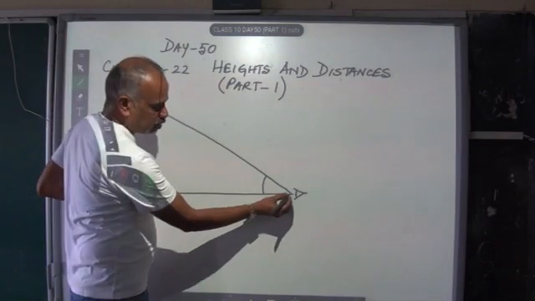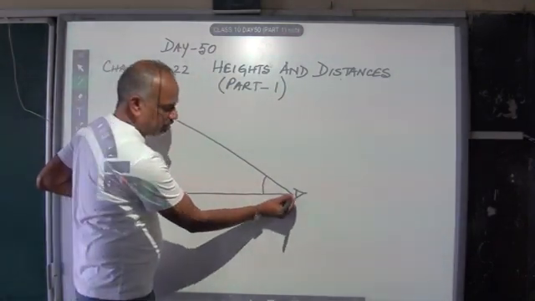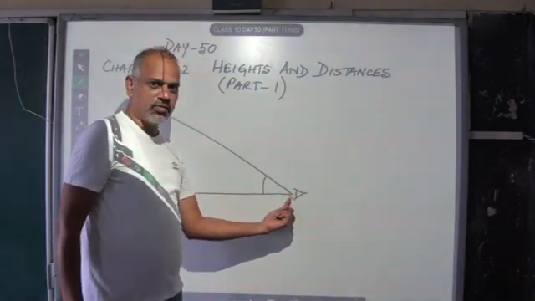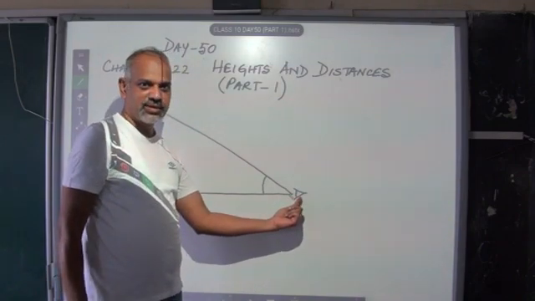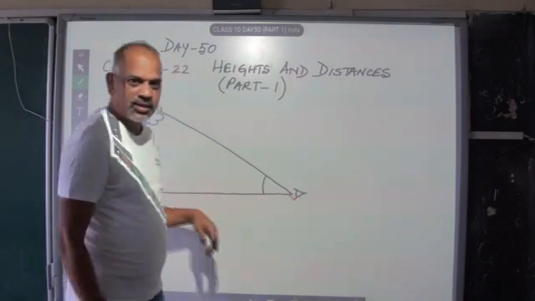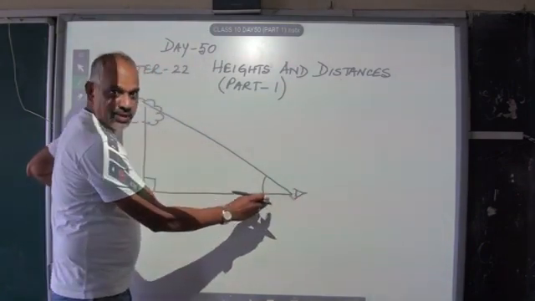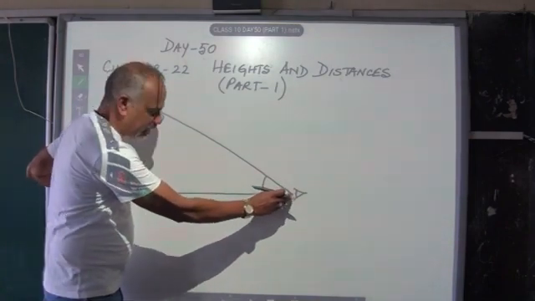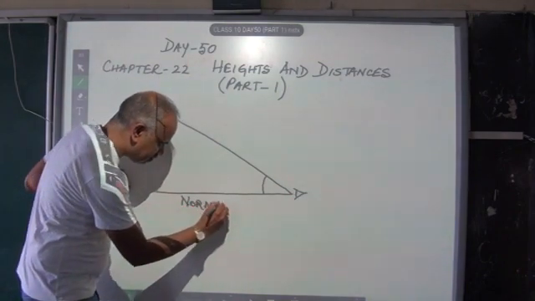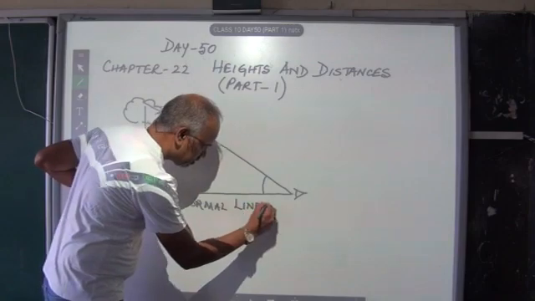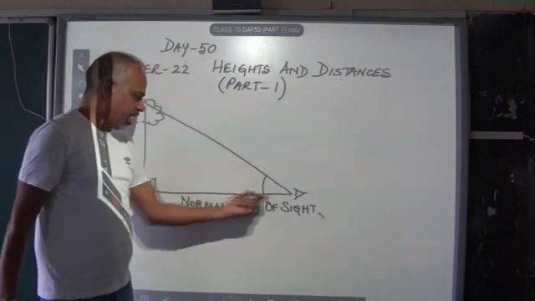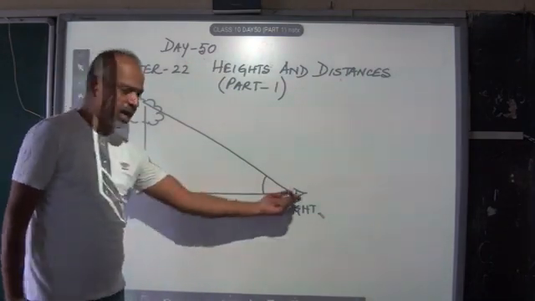And imagine that you are standing at this point. If you are standing then your eye cannot be here. Therefore you are actually lying down. So your eye is actually on level ground. And if this is your eye, the normal line of sight of your eye is this line. So this line becomes the normal line of sight of your eye.